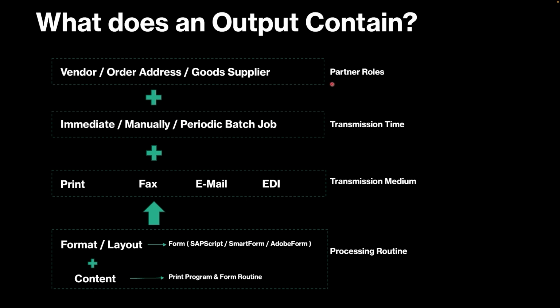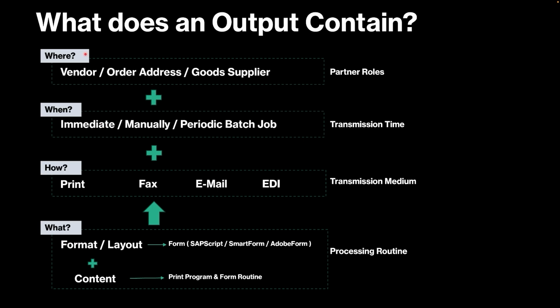So in output, you will tell which partner role, which transmission time is to be considered, which transmission medium is to be considered, and for the particular transmission medium, what will be the processing routine for that particular output. So you can see here, all these four entities basically answer these four questions. That is, what is to be transmitted, how it is to be transmitted, when it is to be transmitted, and where the message is to be transmitted.